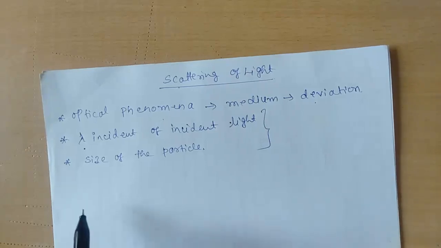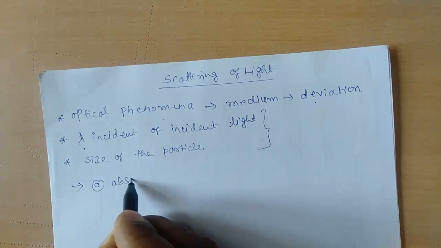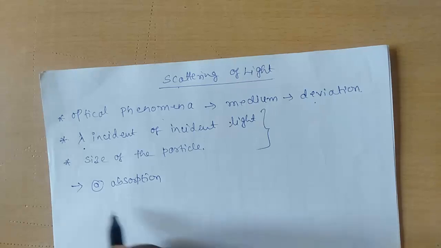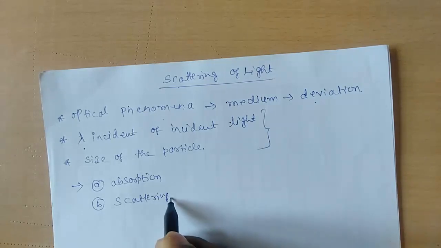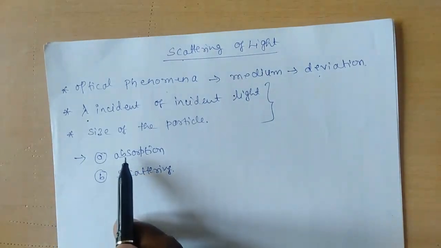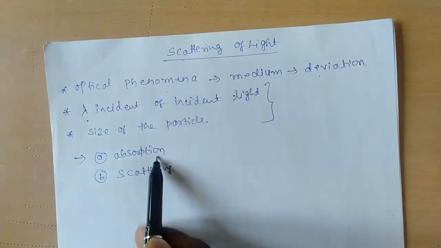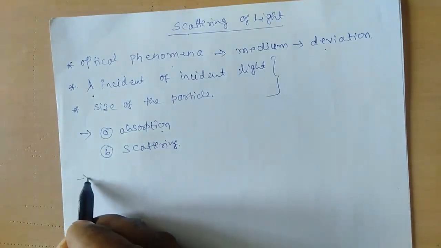Whenever any light travels through a medium, there is a loss of energy for the light in two ways. The first one is absorption, where due to absorption of light by the medium there is a loss of energy, and the second one is due to scattering. So whenever any light ray passes through any medium, there will be a loss of energy.